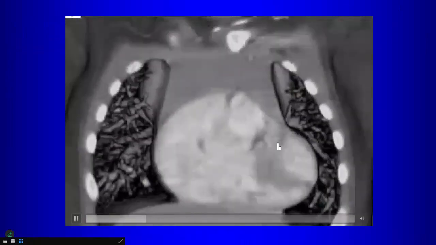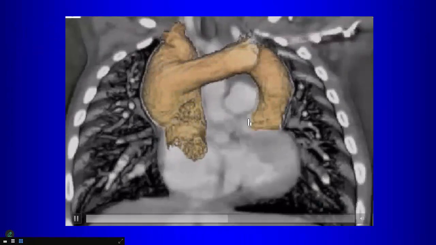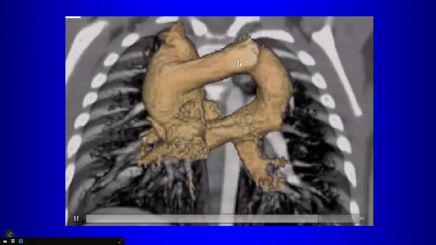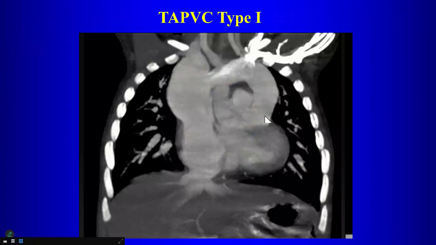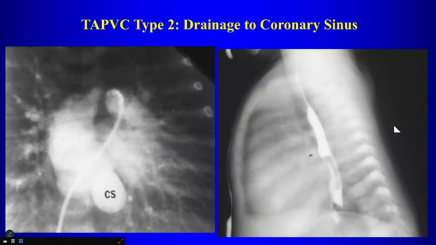And then here, just drive it all home. There's your pulmonary veins, vertical vein, brachiocephalic vein, superior vena cava. That's what gives you the snowman. Here's a nice MIP showing you the snowman there. Okay? That's why you get the snowman.